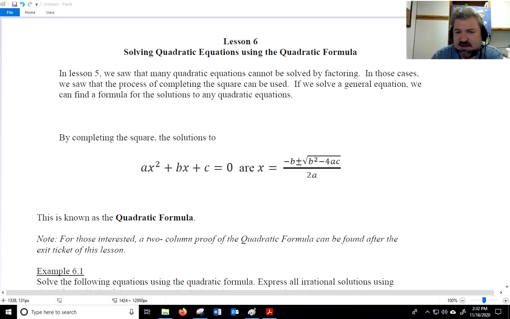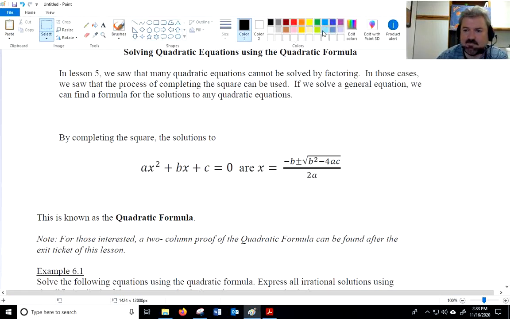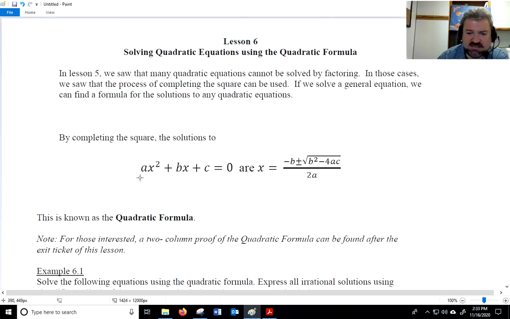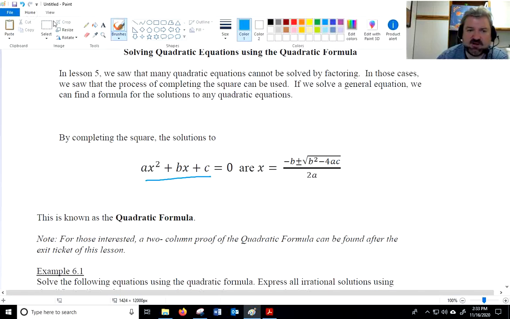So in lesson 5, we saw that a lot of quadratic equations cannot be solved by factoring. In those cases, we saw that we could use a process called completing the square. However, if we use completing the square on an equation like ax squared plus bx plus c equals 0, by that I mean we solve this equation here using the process of completing the square.